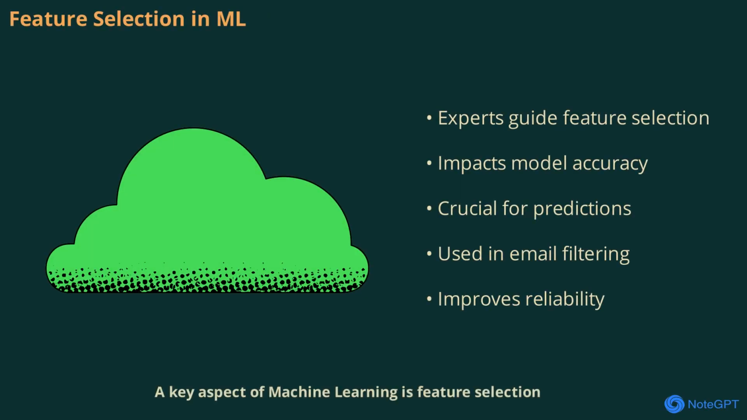A key aspect of machine learning is feature selection. This means identifying which pieces of data are most important for the model to learn from. Human experts often guide this process, deciding what information should be included and how it should be structured. The quality of feature selection can greatly impact the accuracy and effectiveness of a machine learning model. By carefully choosing features, models can better recognize patterns and make reliable predictions. This step is crucial in applications like email filtering, where the right features help distinguish spam from legitimate messages.